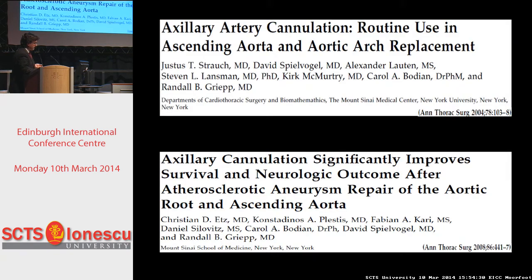Some more evidence came about axillary artery cannulation from Randall Grip's group. First publication for the routine use in 2004. They saw that axillary artery cannulation is versatile and safe. And furthermore, following up in 2008, but this time only for ascending aorta and atherosclerosis, saying that it improves stroke and mortality. And this one points to atherosclerotic debris, that they can increase the mortality in atherosclerotic aneurysms.